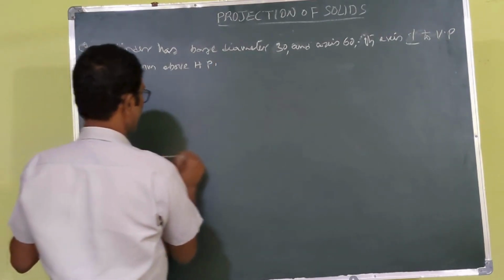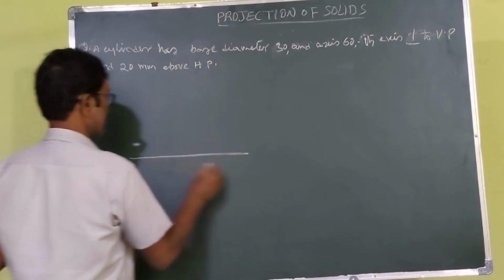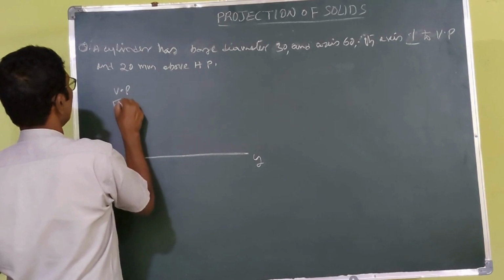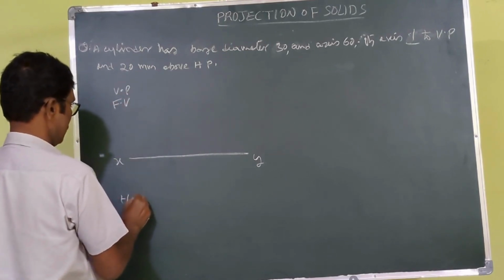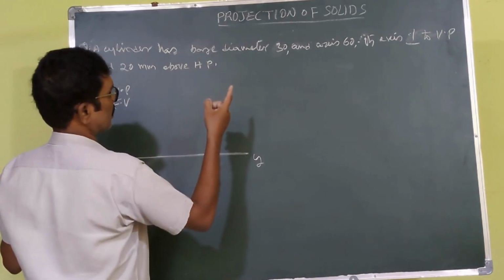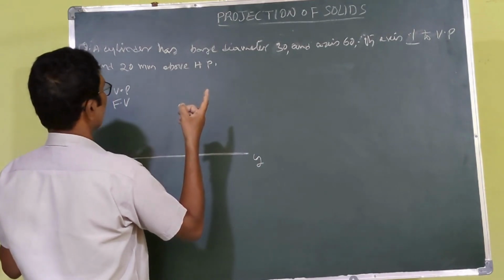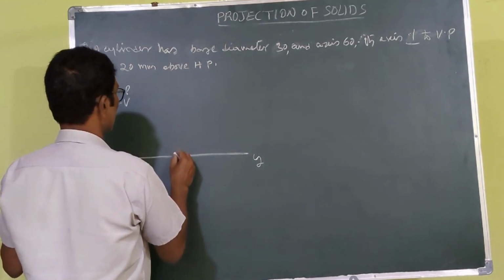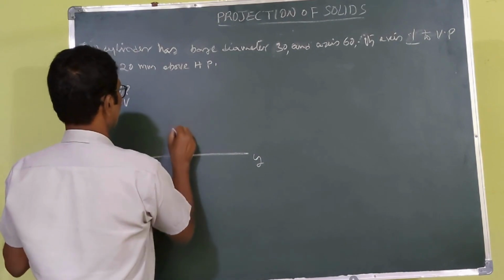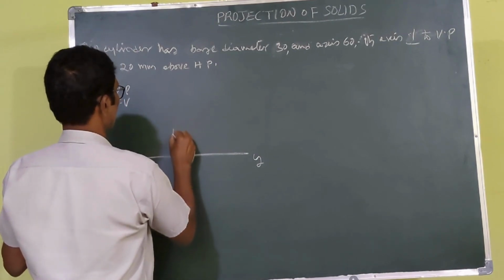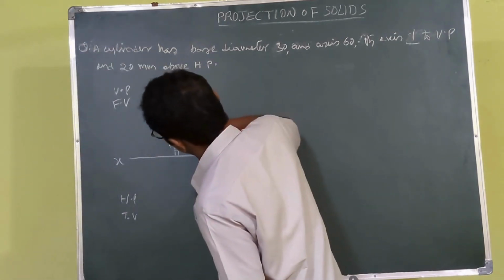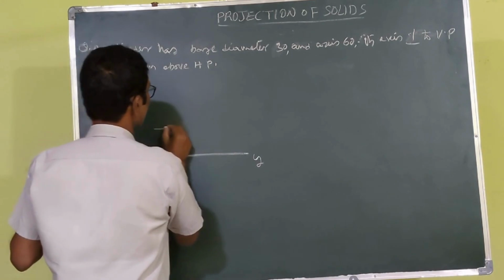As usual, you draw the XY line, the XY reference line. This is the vertical plane, front view, and horizontal plane, top view. Okay. Axis perpendicular to VP and 20 mm above the HP. So first you have to draw a line parallel to the horizontal line, 20 mm above. Here you draw a horizontal line.